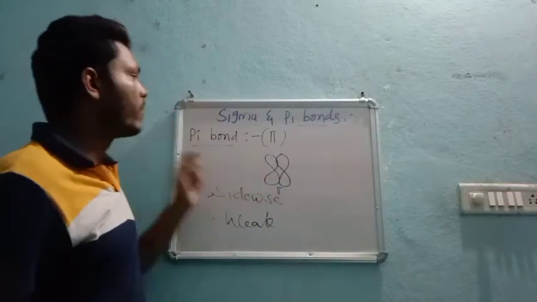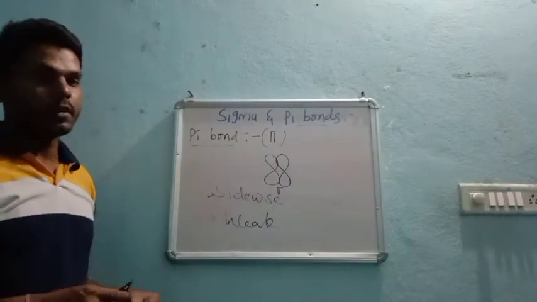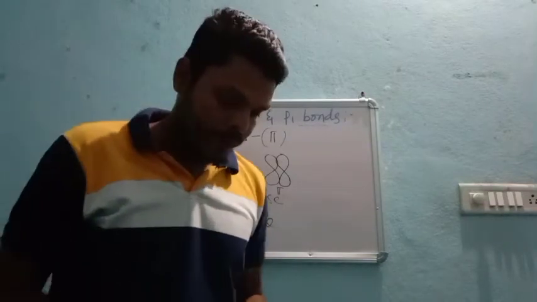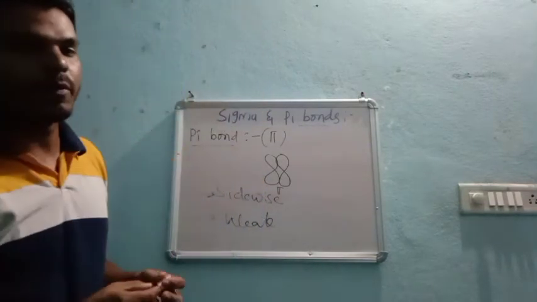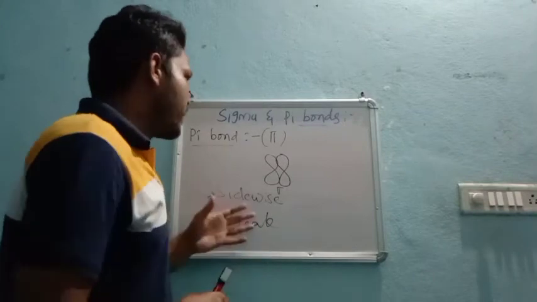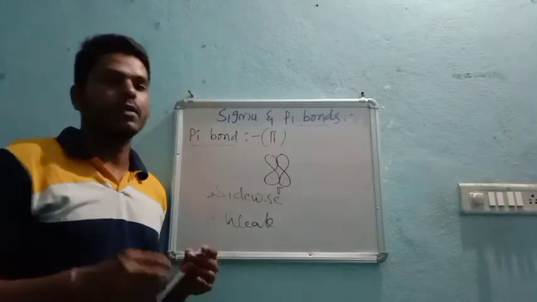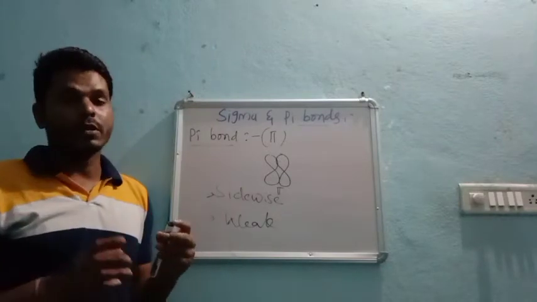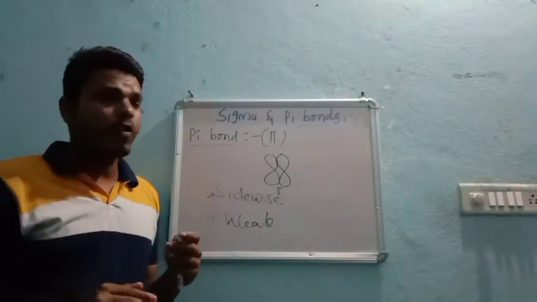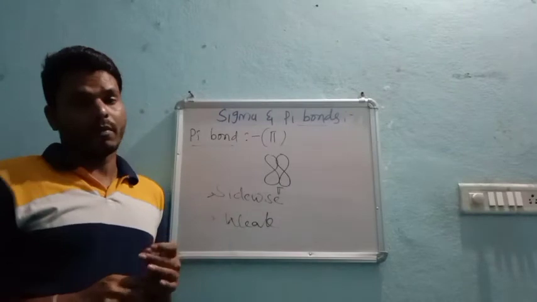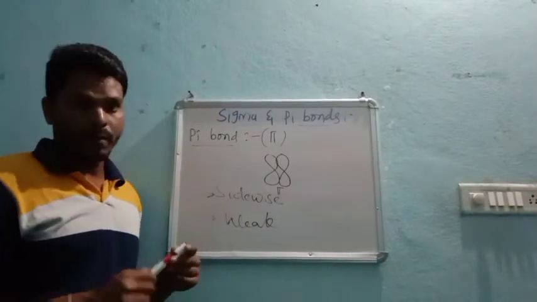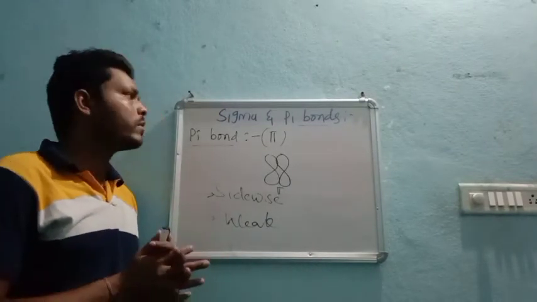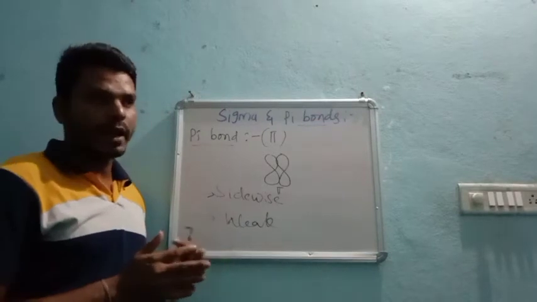That means if we compare both these bonds, the sigma bonds are very strong because the extension of overlapping is more. But in the case of pi bonds, the extension of overlapping is less. So that's why pi bonds are weaker compared to the sigma bonds. So this is all about sigma and pi bonds.